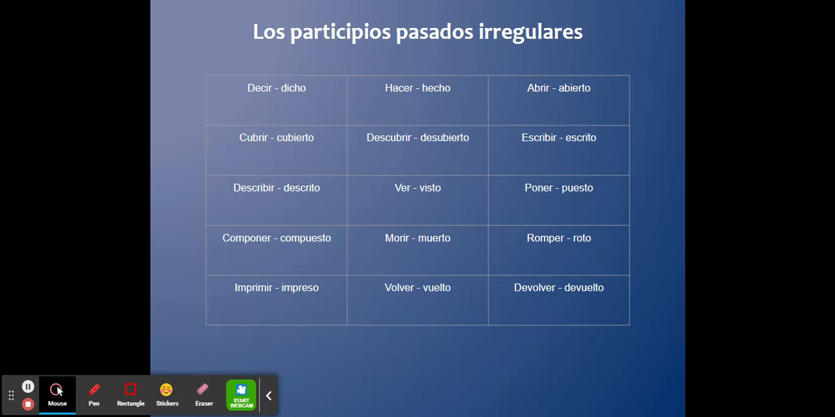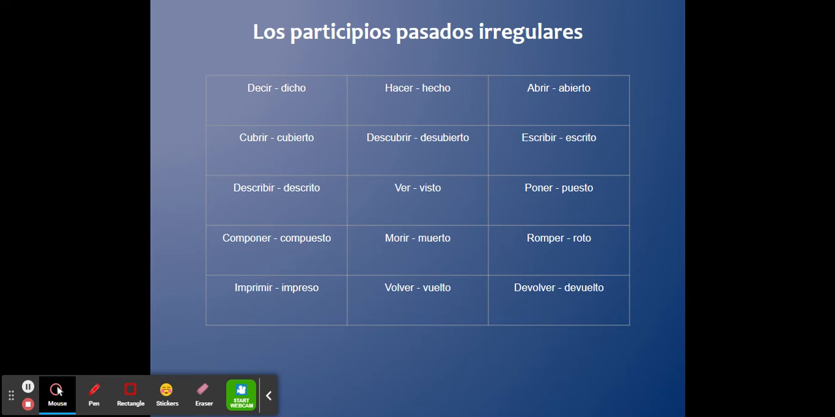So from decir, we have dicho, which means said or told. Hacer, hecho, made or done. Abrir, abierto, which is opened. Cubrir is cubierto, which is covered. From descubrir, we have descubierto. Oh, I'm missing the C there. Descubierto. Sorry about that. So there is a typo on the PowerPoint, but there is not one on your slide. So I apologize for that there. It means discovered. From escribir, we have escrito, which is written.